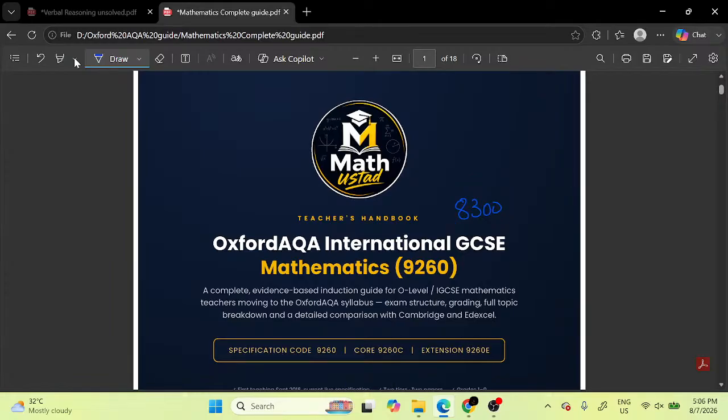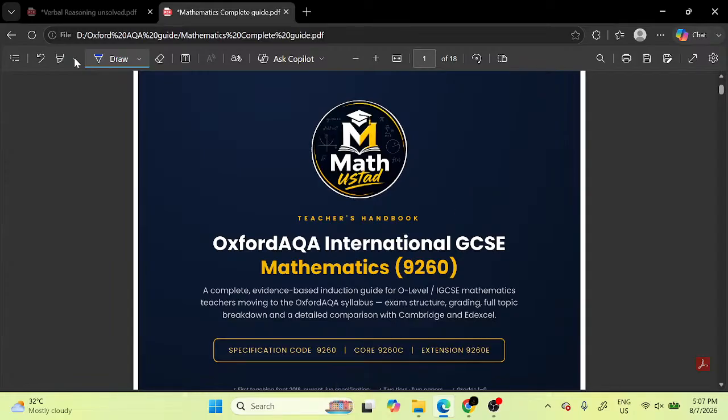So take it, okay: 8300 is a code for the students who reside in the UK. It's for the local students. But for the international students who are studying Oxford AQA outside the UK, they have to study GCSE mathematics and their code is 9260. So their code is not 8300, their code is 9260. 8300 is the code for the students who are living in the UK.